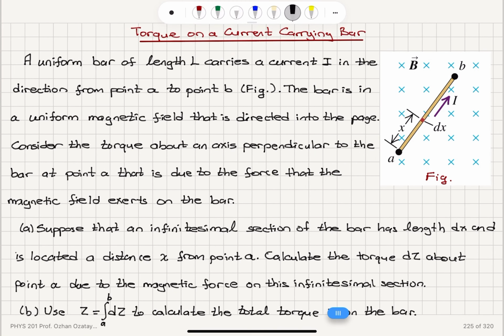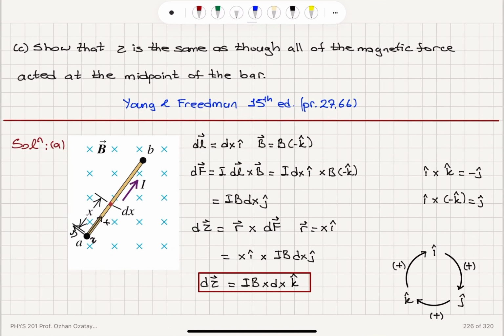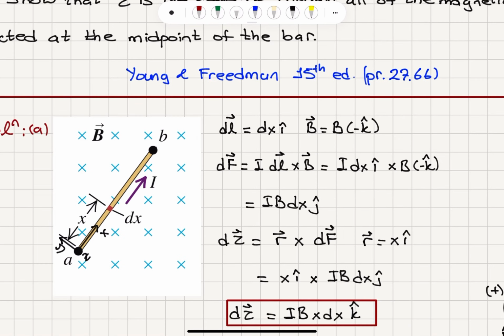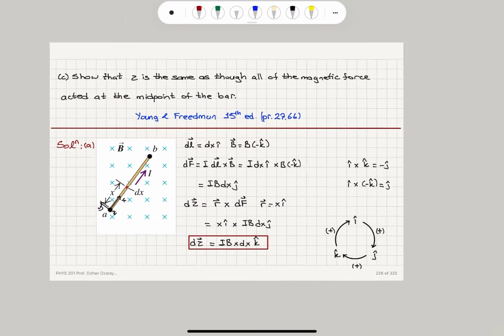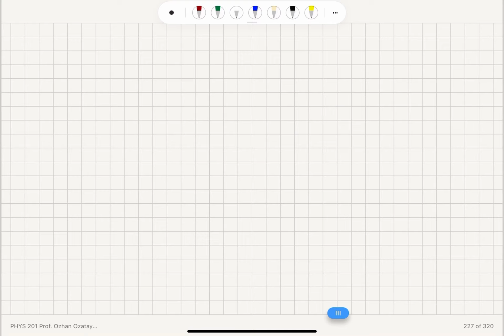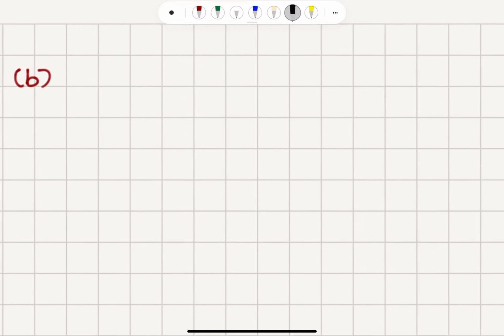Let's look at part B. Use tau equals integral from A to B of d tau to calculate the total torque on the bar. Okay, so for each line element, I will have a torque in plus k hat direction. So I can just add them up to find the total torque acting on this bar in part B.